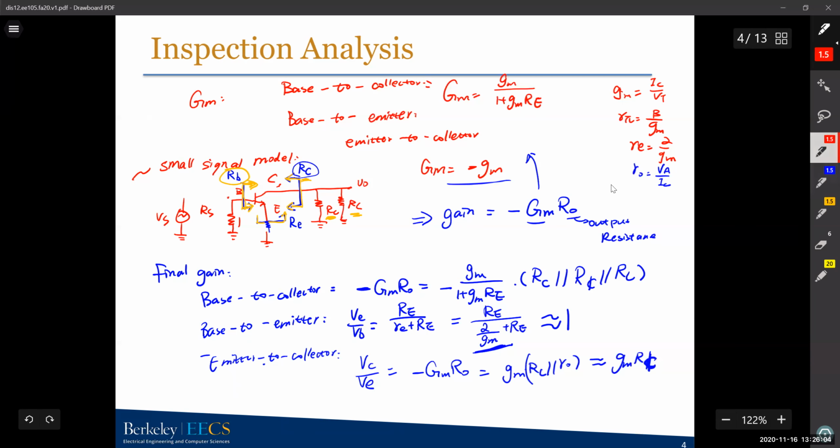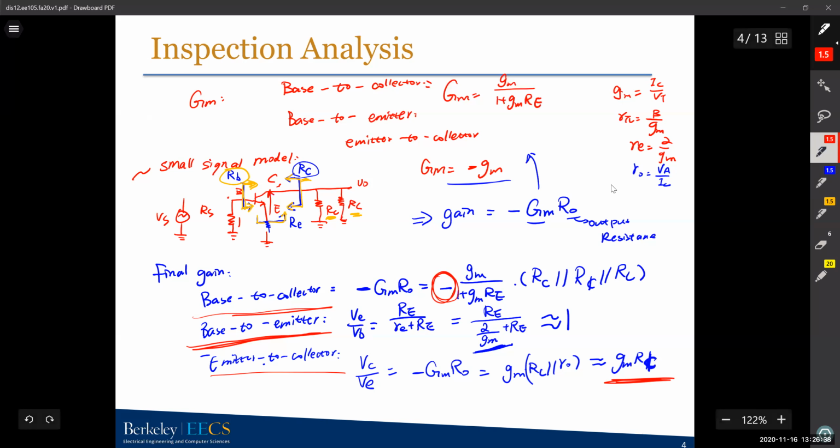So the key point, you have to at least know this. The base to collector gain is negative, so we will have a negative gain. We will invert your input signal between base and collector. And you will have a gain equal to 1 between base and emitter, so base and emitter will have almost the same voltage. And you will have a positive gain between emitter and collector.